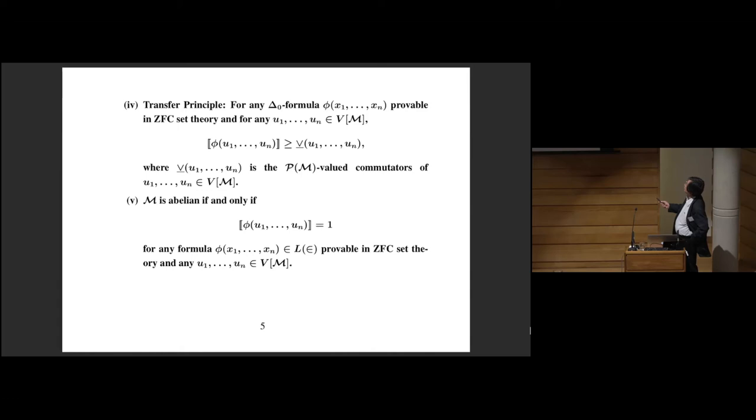And the transfer principle: for any delta zero formula, which means a formula with only bounded quantifiers. Bounded quantifiers means for all A in B or there exists A in B. For any delta zero formula phi provable in the ZFC set theory, and for any constants denoting members of this new quantum universe, then this statement has a truth value larger than this projection. This is the projection-valued commutator. It's difficult to explain this in a short time.